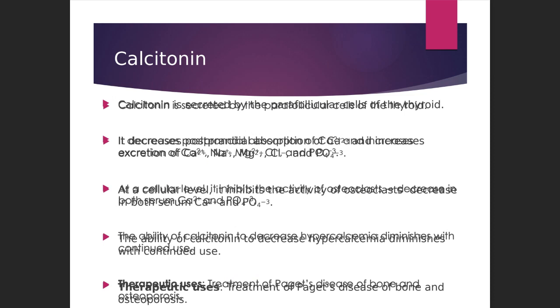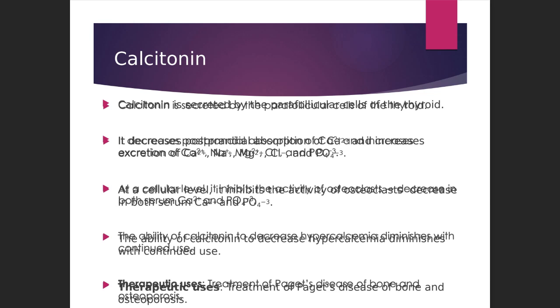Calcitonin is secreted by parafollicular cells of the thyroid, and it decreases the post-perinodal absorption of calcium and increases the excretion of calcium, sodium, magnesium, chloride, and phosphate molecules. At the cellular level, it inhibits the activity of osteoclasts and decreases the serum calcium and phosphate concentration.